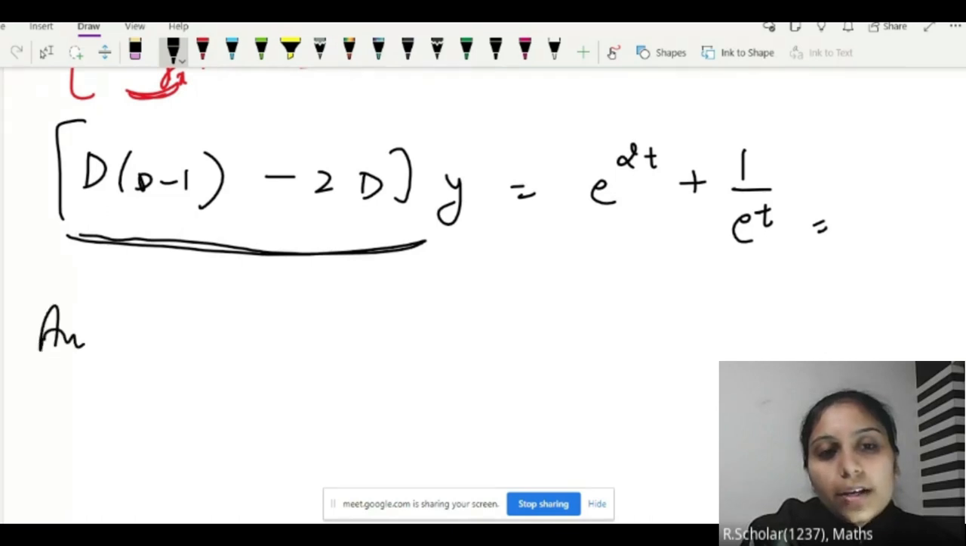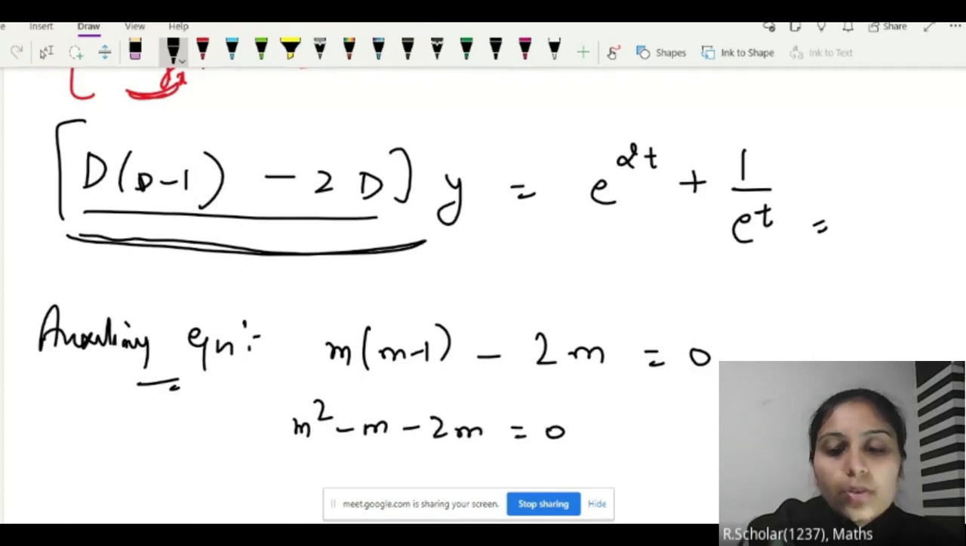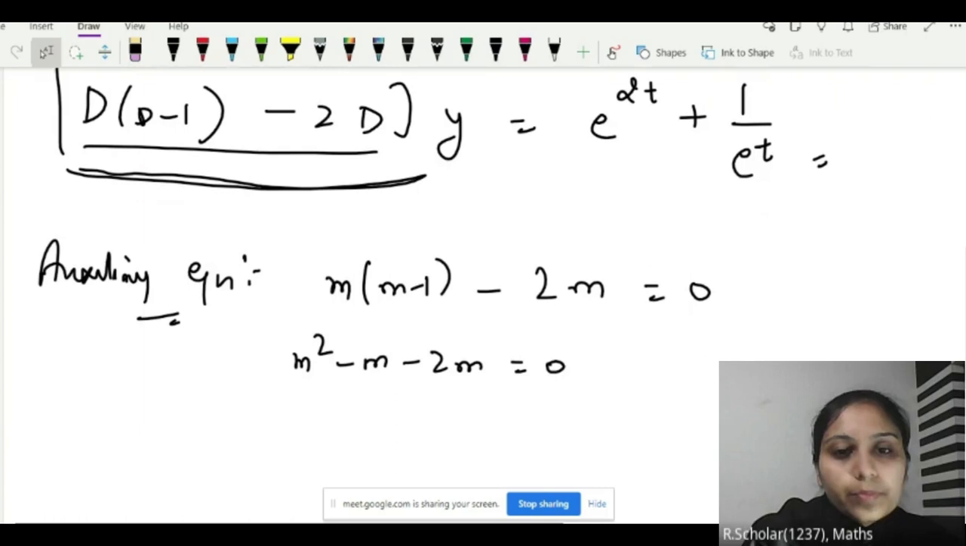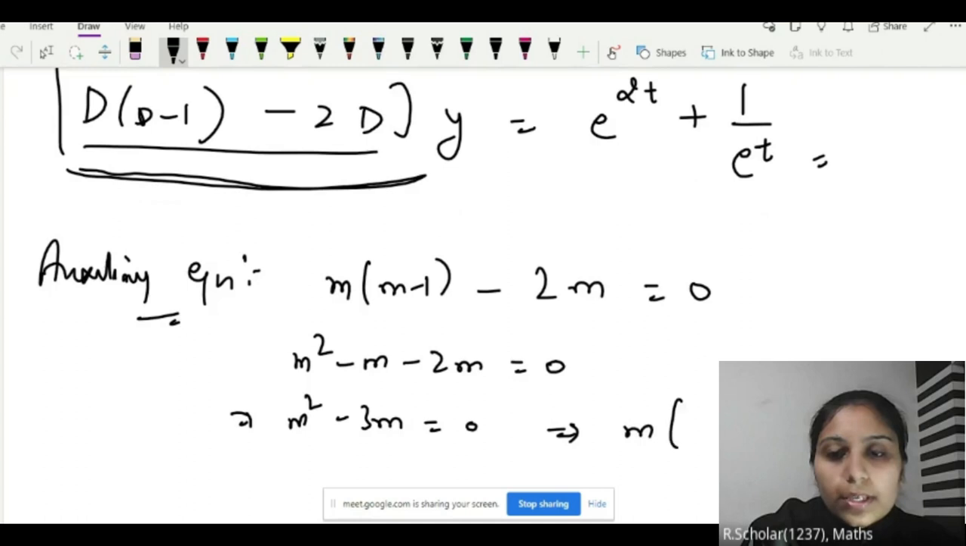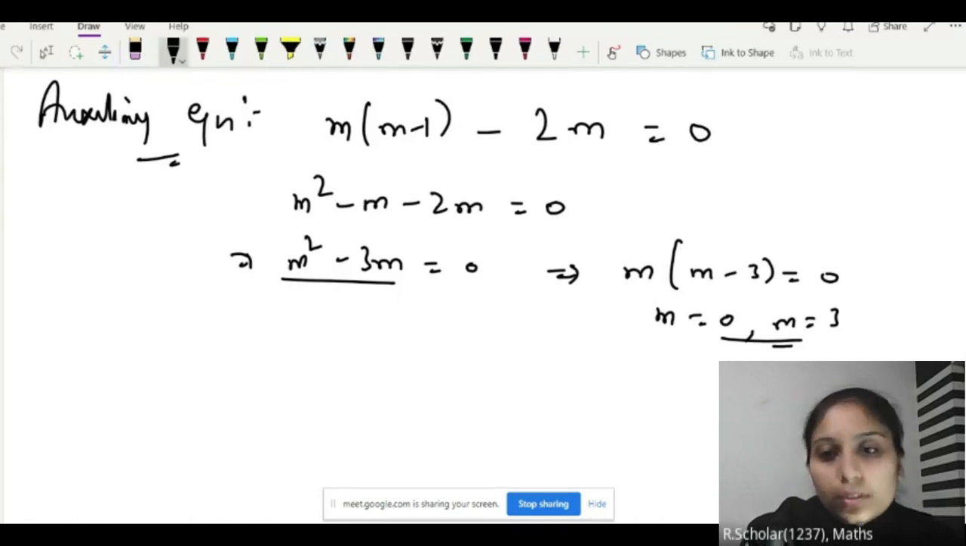For writing the auxiliary equation, first we will replace just D by m. m(m minus 1) minus 2m is equal to 0. So here we get m square minus m minus 2m is equal to 0, which can be written as m square minus 3m is equal to 0. Just taking m common out, m(m minus 3) is equal to 0. From here m is equal to 0 and m is equal to 3. So this is the case of distinct and real roots, 0 and 3.